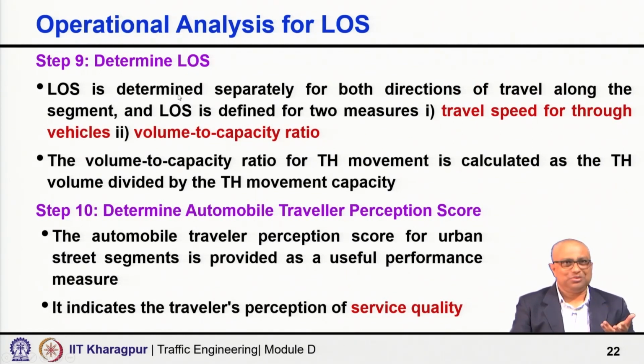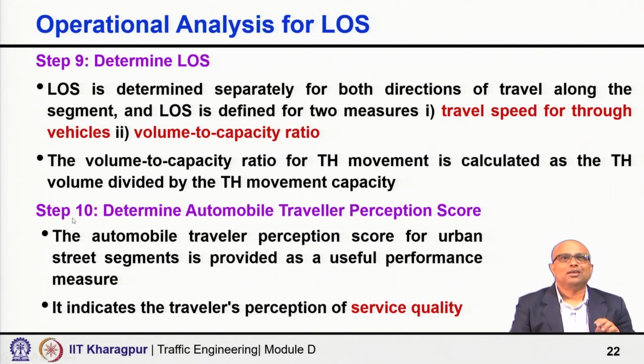Then all are done. Now, you can calculate LOS. LOS is determined for both directions of travel along the segment, and two measures we are using, as you already know: travel speed for through vehicles and volume to capacity ratio. So, LOS F will be when V by C ratio is greater than 1, and up to 1 the travel speed for through vehicles will determine the LOS under V by C ratio less than or equal to 1.